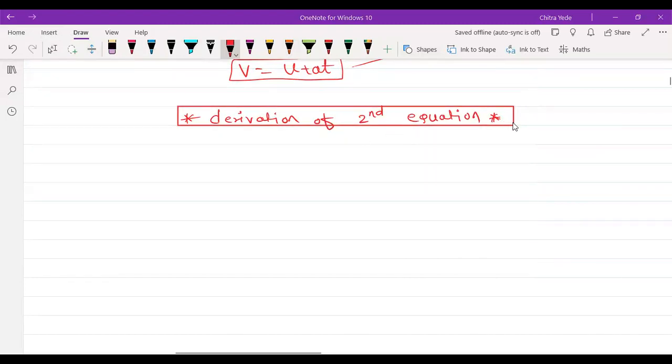Okay, so now we will learn the second equation of motion. So, derivation of the second equation of motion. Does anyone have any idea what the second equation of motion is?